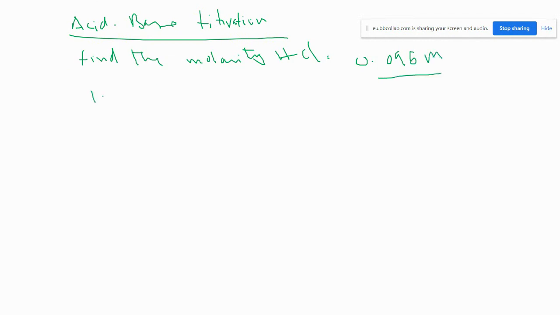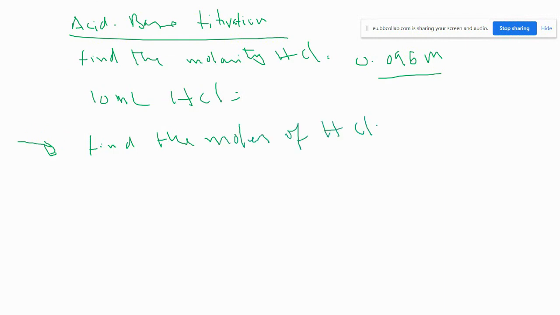And then we use 10 ml of HCl. Okay, so then in the question after the experiment, it is written, find the moles of HCl. Now the students are confused. How to find the moles? You have the molarity, you have the volume. Why can't you find the moles?